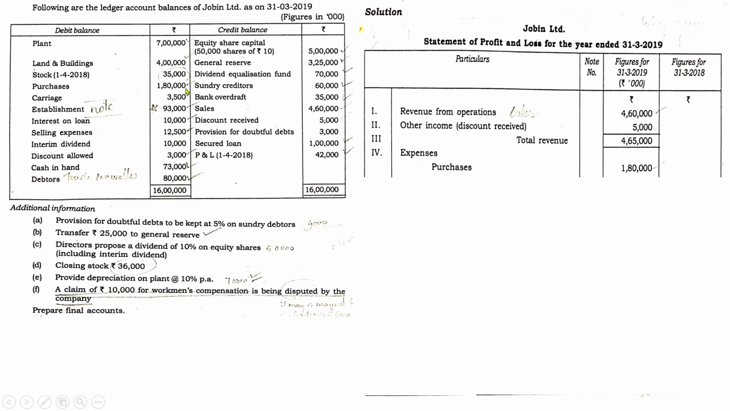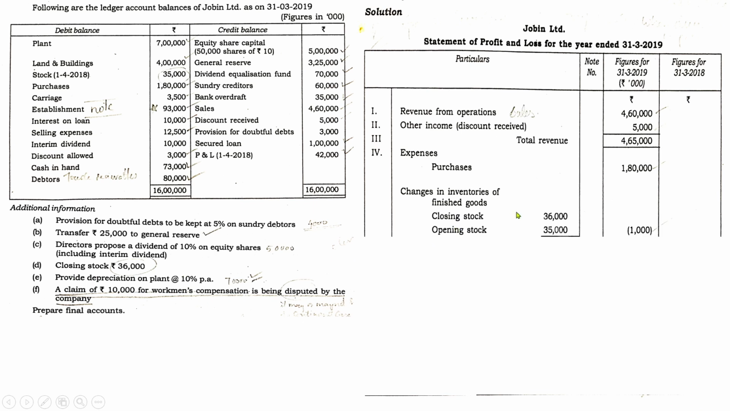purchases 1,80,000. After that, let us go for the next important one, change in inventories of finished goods. I believe you all know what has to be done in this head. Go for the opening stock as well as closing stock. Opening stock will be given in the trial balance and closing stock will be given in the adjustments.